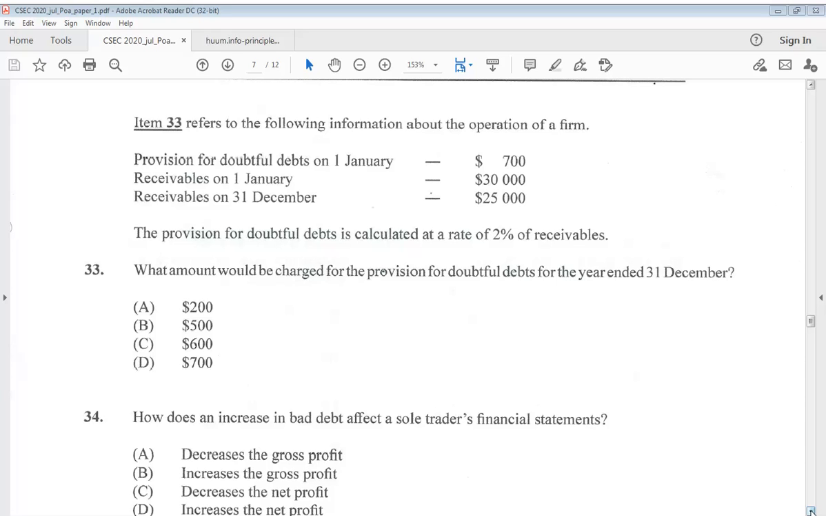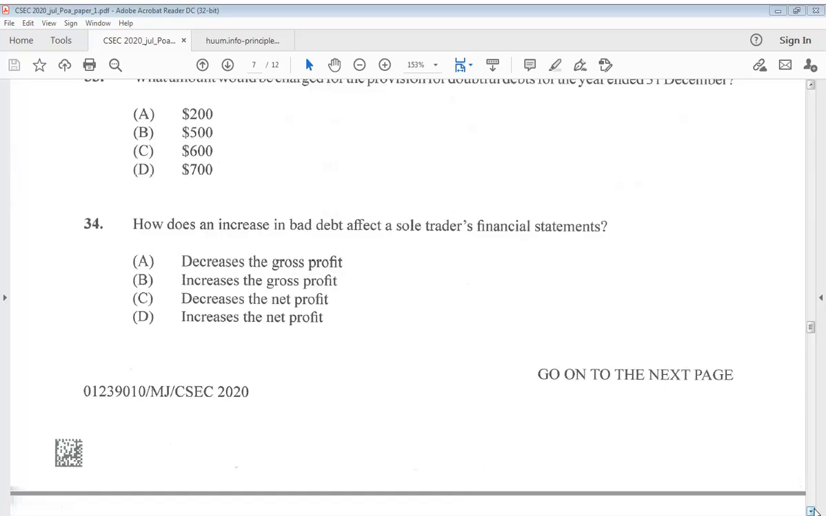For this very first question, it is so easy that I am going to allow you to work this out and let me know in the comment section how you arrived at the answer, because I want to test your knowledge to see how much you understand the concept. Let's go into question number 34.